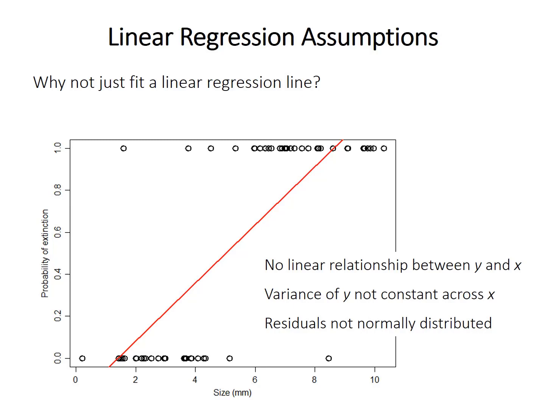It's going to be sort of greater variance in the middle where you have a lot of data at both 0 and 1, but as you get close to large sizes, the variance is quite small because there's very little data at the 0 line. And also, the residuals in the y direction around this red line are certainly not normally distributed either. They're bimodal, in fact. Conceptually, a linear regression fit could also imply that we would get probabilities greater than 100% or less than 0%, and that doesn't make a lot of sense.